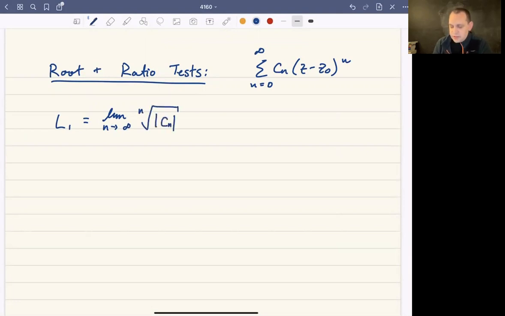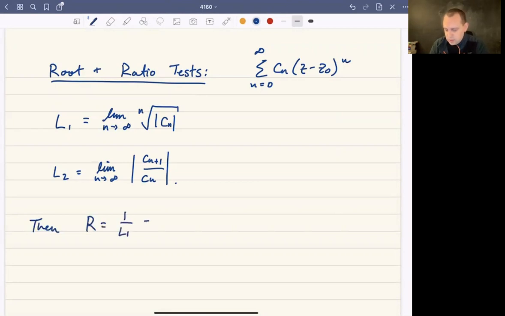So L1 is going to be this limit, and L2 is going to be the limit as n goes to infinity of the modulus of C sub n plus 1 over C sub n. So that's the modulus of C sub n plus 1 over the modulus of C sub n. And so these are the two values. Then our power series has a radius of convergence R equal to 1 over L1 and also 1 over L2 if these limits exist.